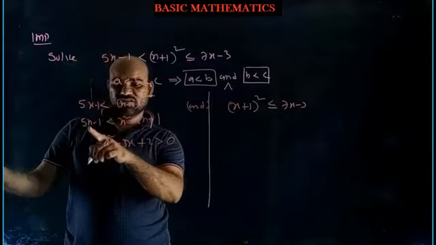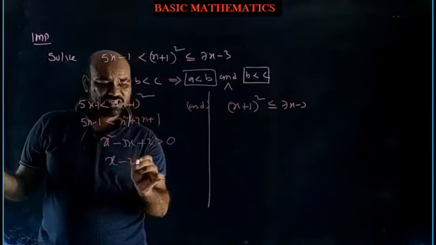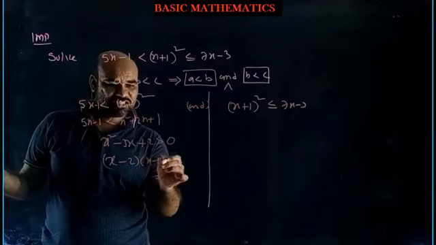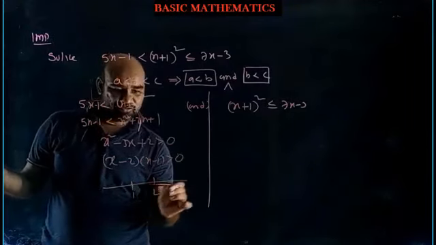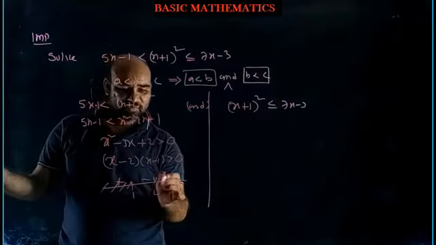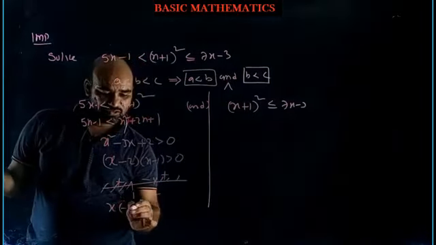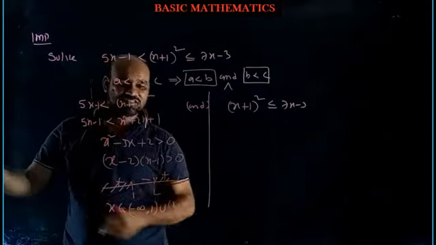Directly x square minus 3x plus 2, or directly this is (x minus 2) into (x minus 1) greater than 0. Number line, direct standard form: 1, 2, plus minus plus. We want greater than symbols. So what happened here? x belongs to minus infinity to 1, union 2 to infinity. This is part 1.